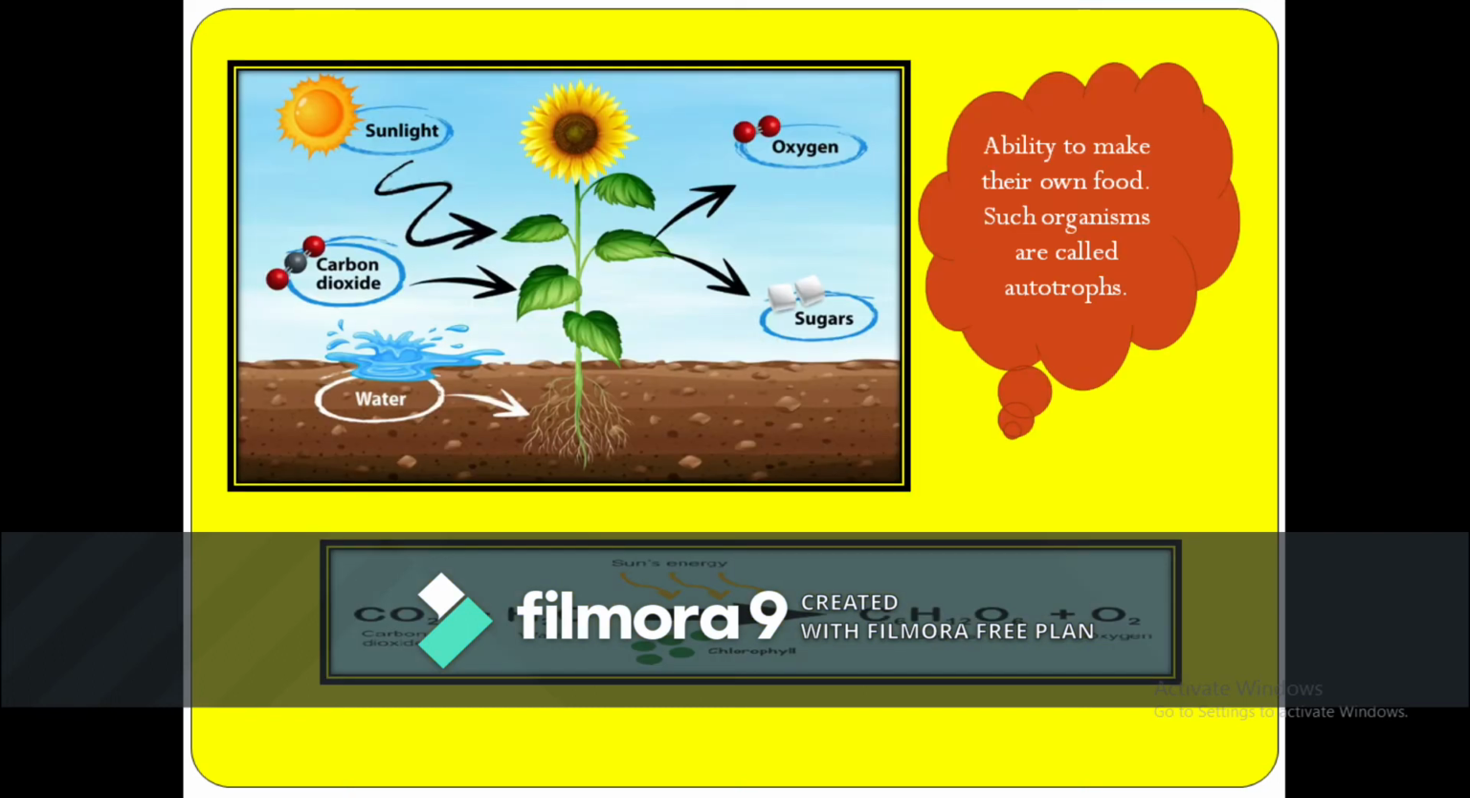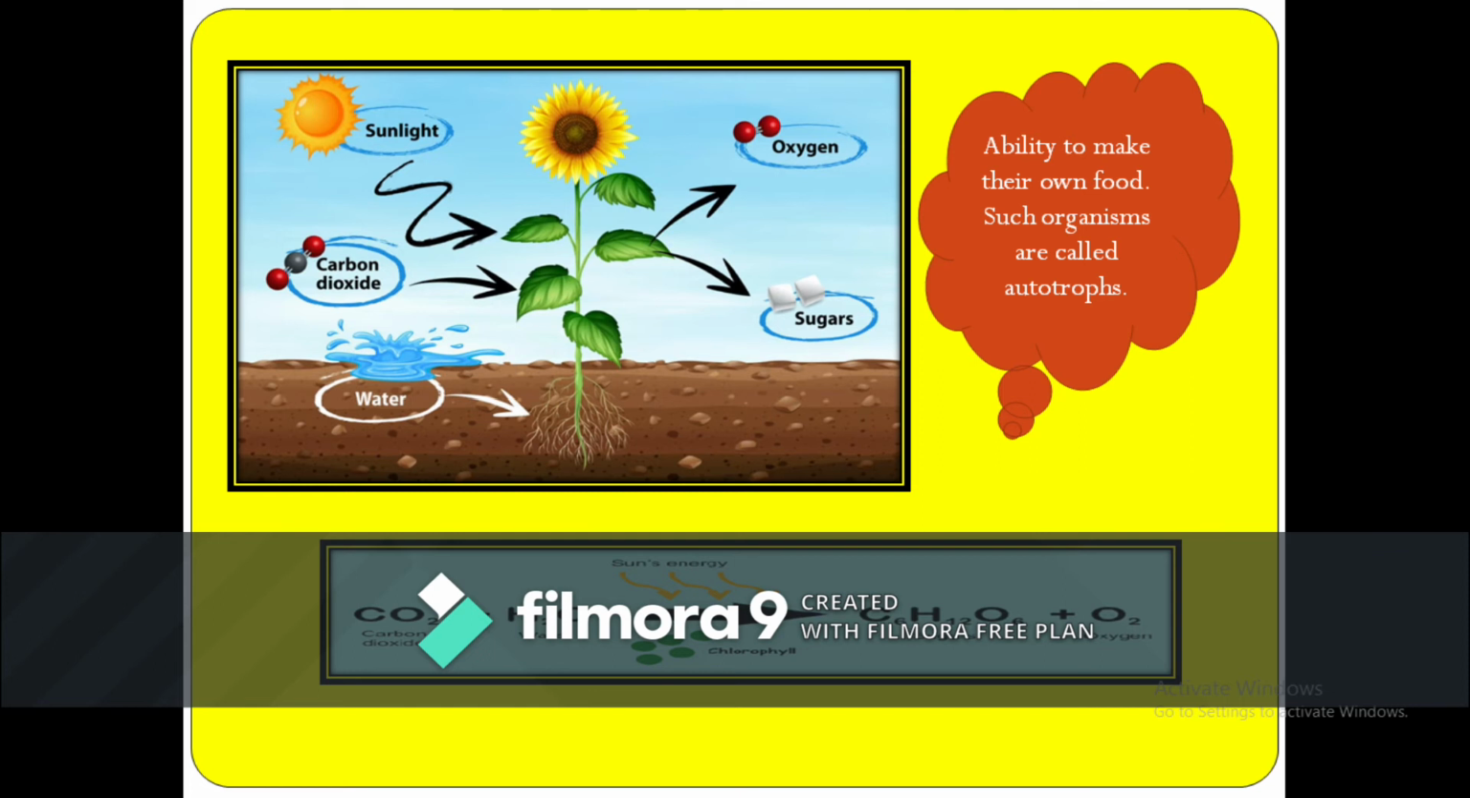This is a diagram of photosynthesis in which you can see the tree takes in sunlight from the sun, carbon dioxide through the stomata from the surroundings, and water is absorbed by the roots from the soil. When these three are available for the plant, it produces oxygen and makes sugars, that is glucose. This ability of making their own food makes them autotrophs. Autotrophs are nothing but the organisms that have an autotrophic mode of nutrition.